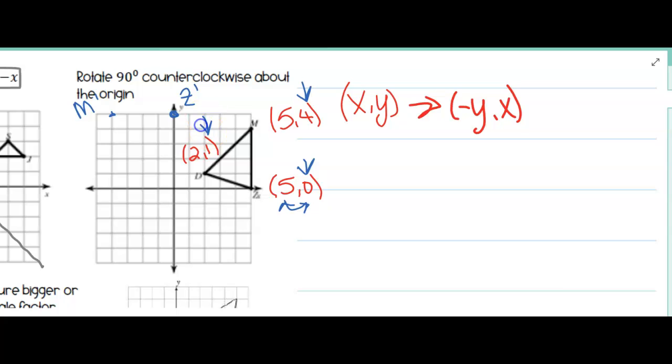And then D, we're going to flip the 1 to a negative 1 and then flip the 2 and negative 1. So we're going to have negative 1, 2. That's going to be point D prime right there. And that's going to be our rotation.